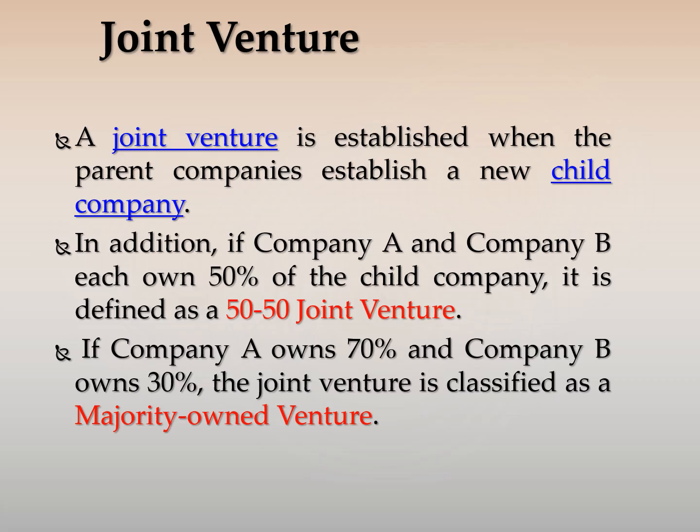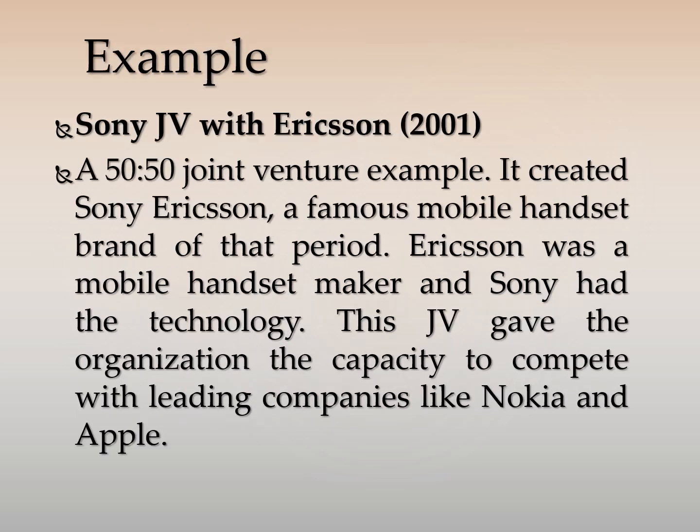A joint venture is established when the parent companies establish a new child company. If company A and company B each own 50% of the child company, it is defined as a 50-50 joint venture. That's what I told you in the previous diagram, where we had a 50-50 joint venture. If company A owns 70% and company B owns 30%, the joint venture is classified as a majority-owned venture because A has the majority of shares. For example, we can say Sony with Ericsson. In the year 2001, they formed a strategic alliance. It is a 50-50 joint venture example. It created Sony Ericsson, a famous mobile handset brand of that period.